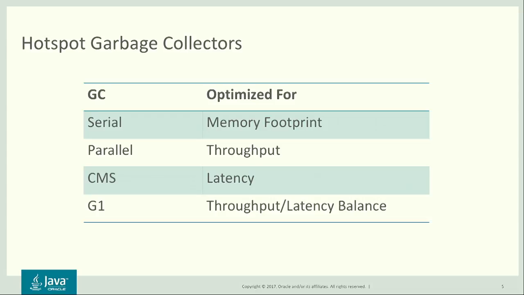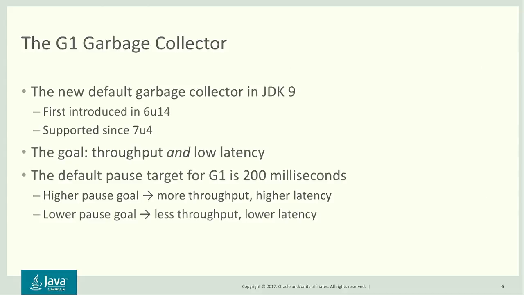G1 is intended to deliver a balance between throughput and latency while not suffering from fragmentation. As mentioned, G1 is now the default collector for JDK 9. It was introduced as an experimental flag in 6u14 and became a fully supported collector in 7u4.